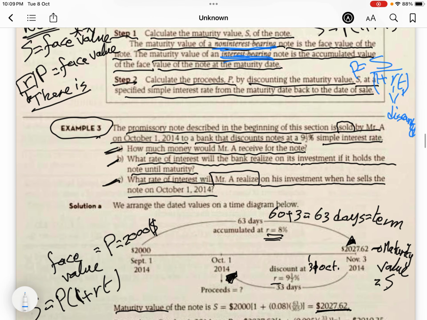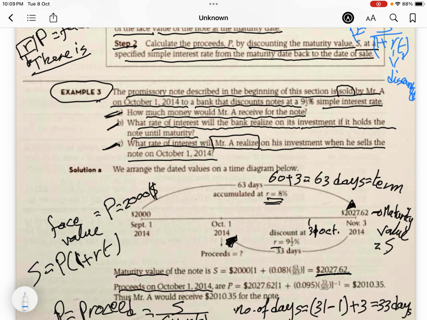Example number 3. The promissory note described in the beginning of this section is sold by Mr. A on October 1st, 2014, to a bank that discounts notes at 9.5% simple interest rate. How much money would Mr. A receive for the note?